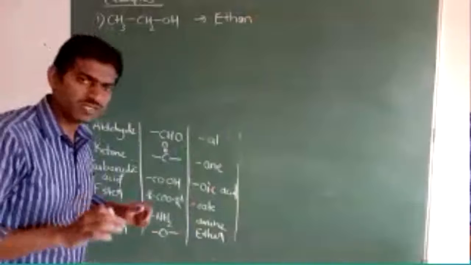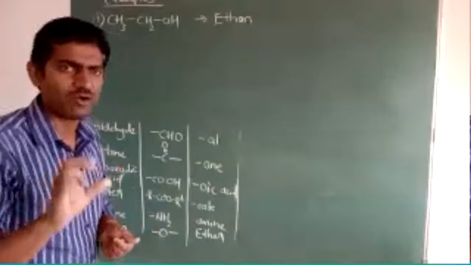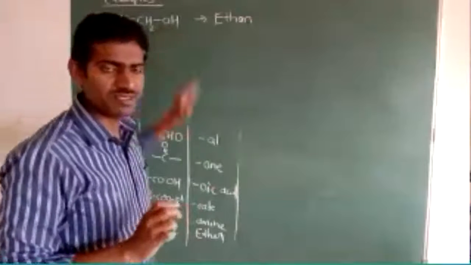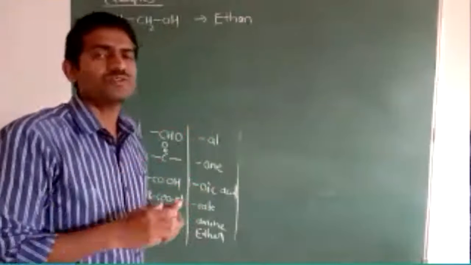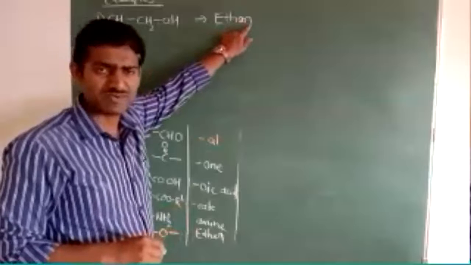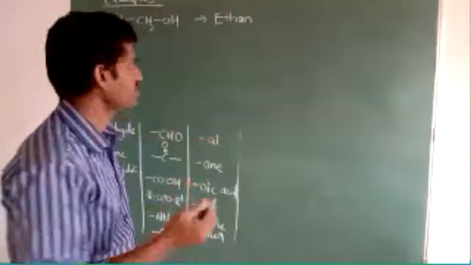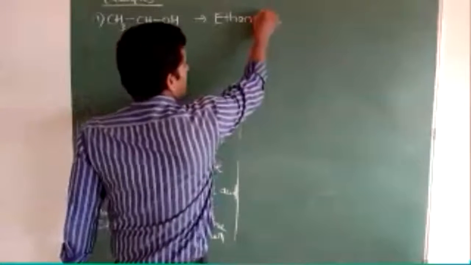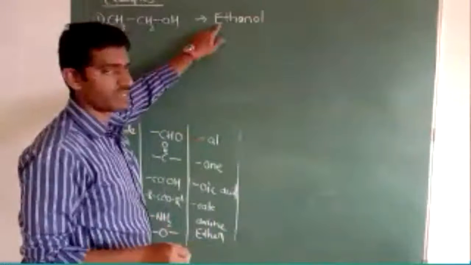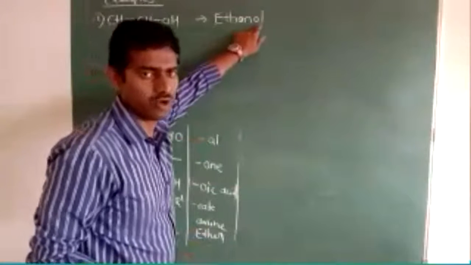Then, as I told, the chain is having an alcohol group, that is OH. It is having OH. Then what is the secondary suffix you are going to use? We have used root word and primary suffix, and we have to use secondary suffix. That is ol. Then what is the name of that compound? It is ethanol.